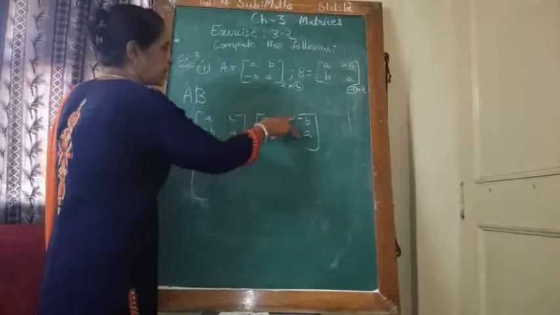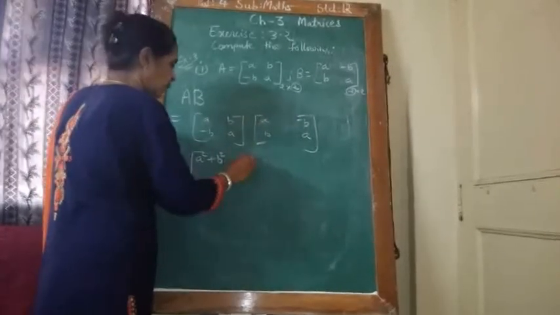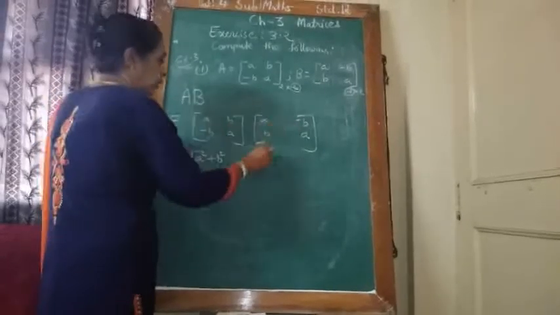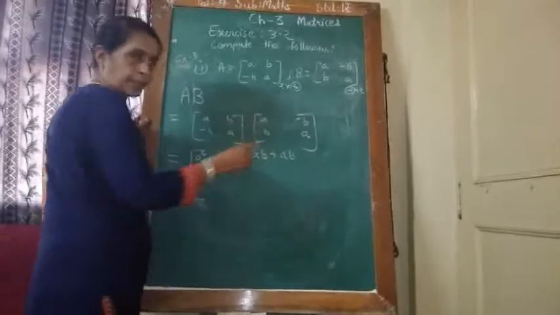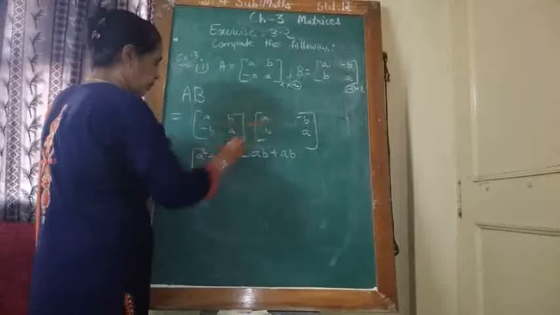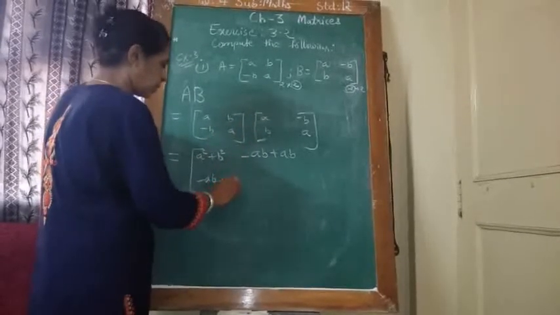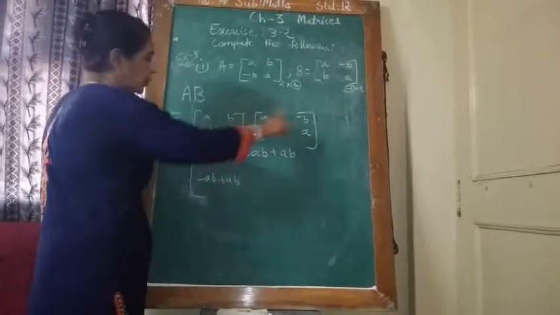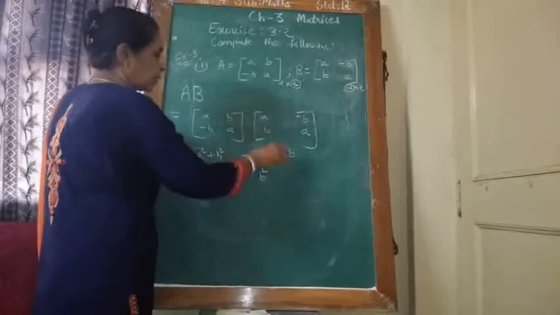Now first row with second column. But first you put the signs, plus minus minus. AB plus AB. BA means AB product. Minus, second row with first column, minus AB plus AB. Second row, second column, minus minus. First you put the sign like this, minus minus plus, B into B square plus A square.